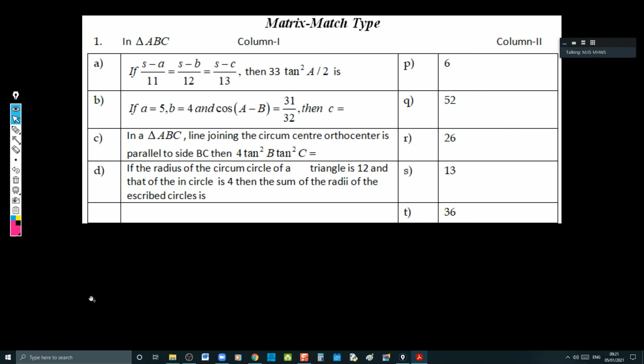Let us take a matrix matching here. Just say this. S minus A by 11, S minus B by 12, S minus C by 13 is equal to, then 33 tan square A by 2. Just now, I gave a technique in the ratios. If you add these three, I'm talking about first question A, if you add these three now, S plus S minus A plus S minus B plus S minus C, 3S minus of A plus B plus.